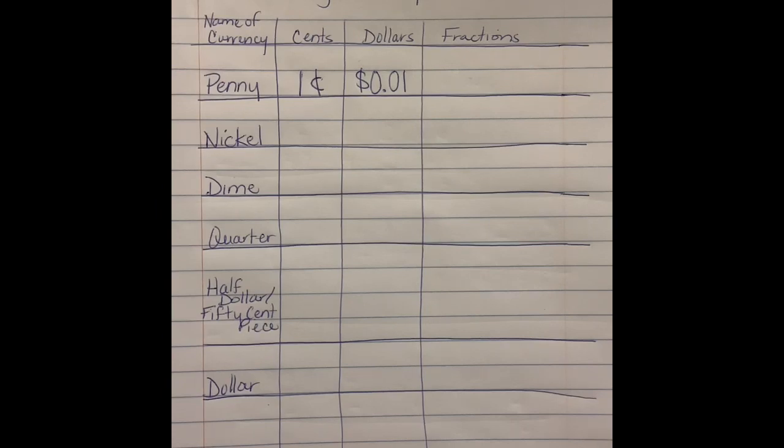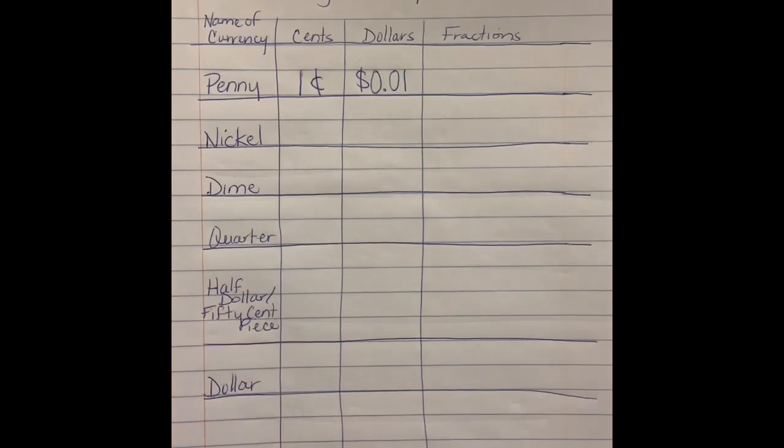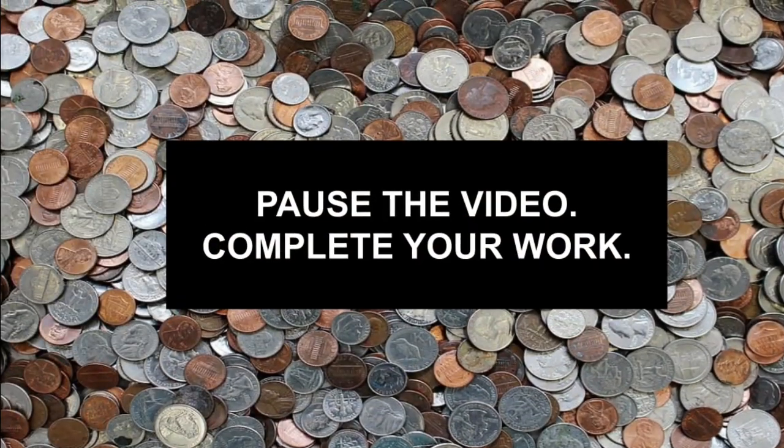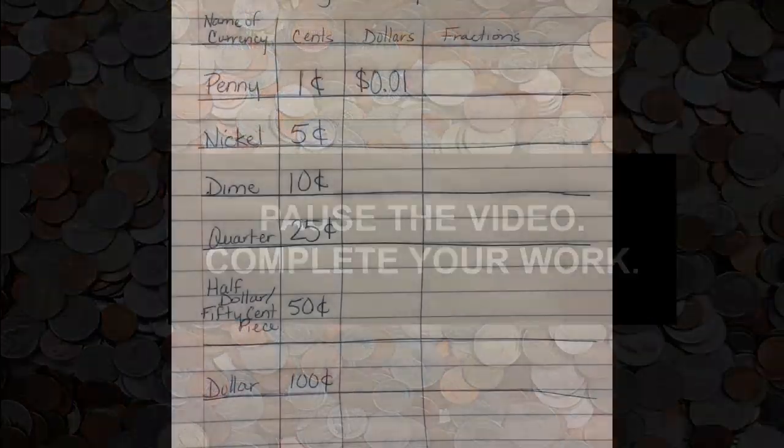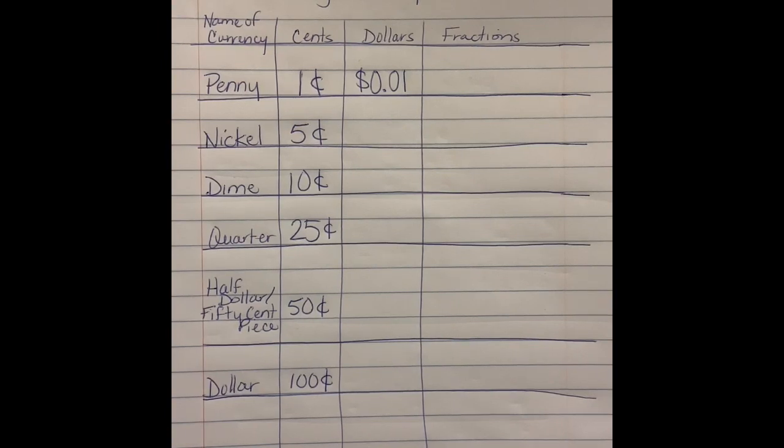So as for the name of the currency, I've listed penny, nickel, dime, quarter, half dollar or 50-cent piece, and a dollar. I'd like you to take about maybe 20 seconds to fill in all of the cents. So now I have filled in mine. You can check yours over with the cents.